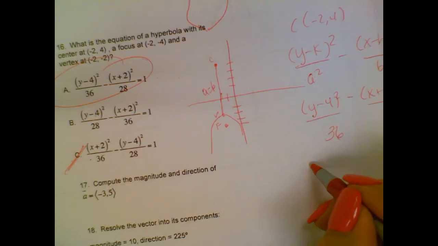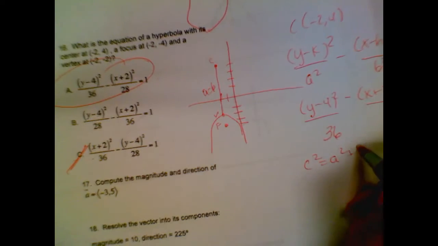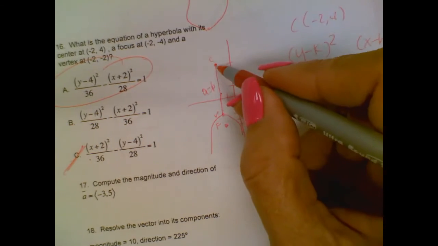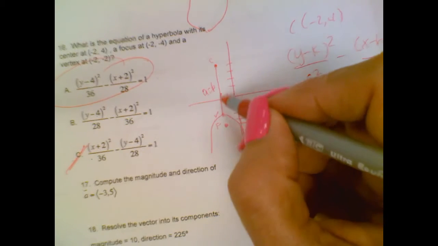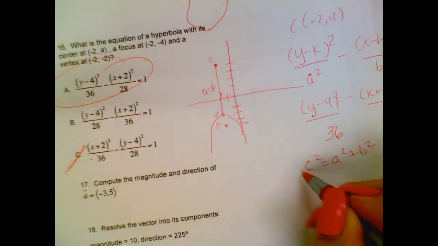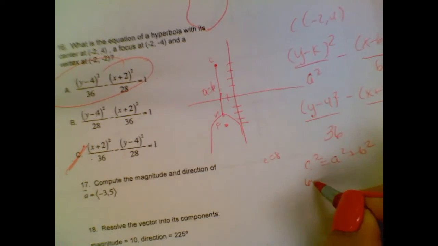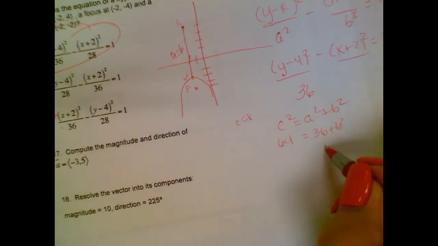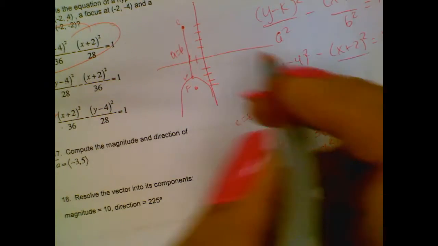Now, if I wanted to find B, you would do c squared equals a squared plus b squared. C squared, you actually know the distance from center to focus, it looks like the distance is 8. So C is 8, so that's 64. A squared was 36, so B squared is 28. And that's why there's a 28 in our answer.